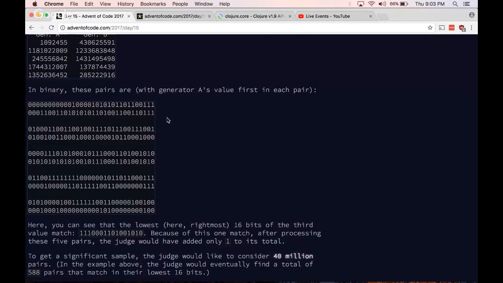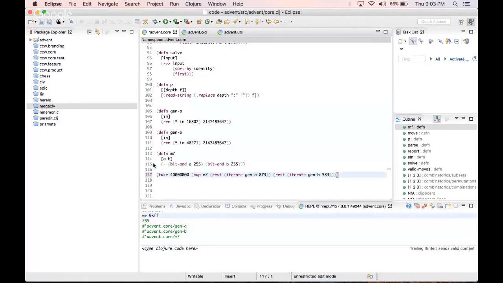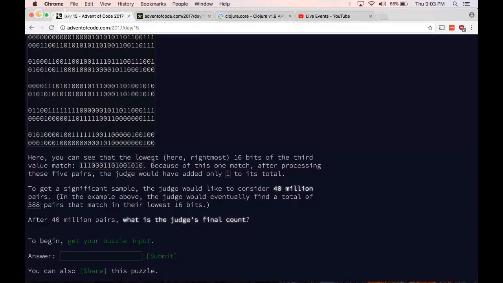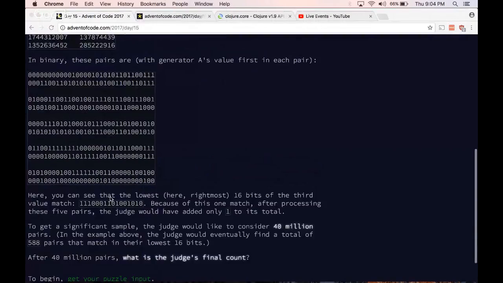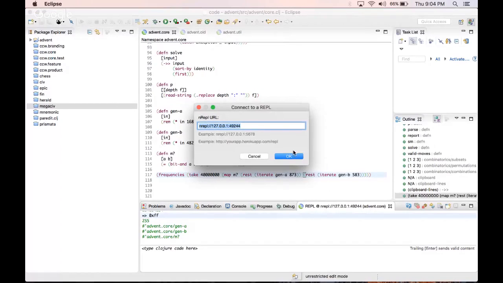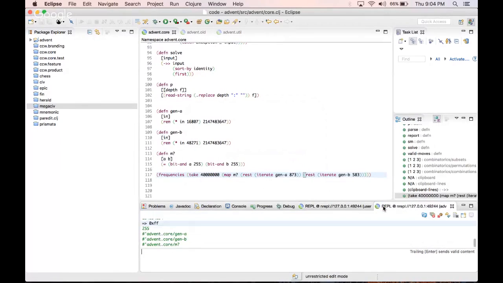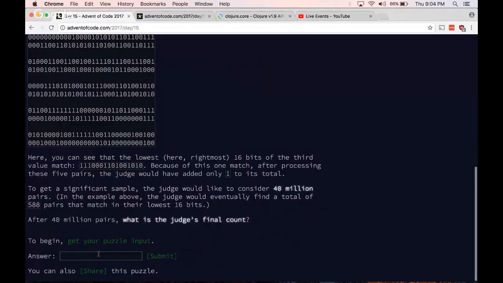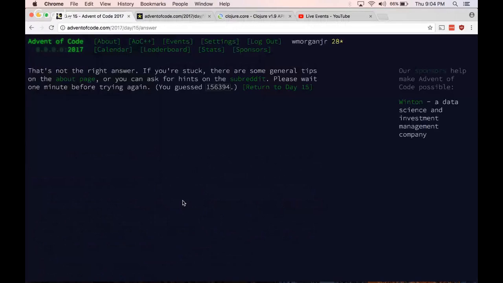Take 40 million and get the frequencies out of this. Judge would like to consider 40 million pairs, eventually finds a total in here. And then while this is running, connect another REPL, I guess. Keep an eye on this first one. 40 million. All right, so we got this many true values. Not the right answer.